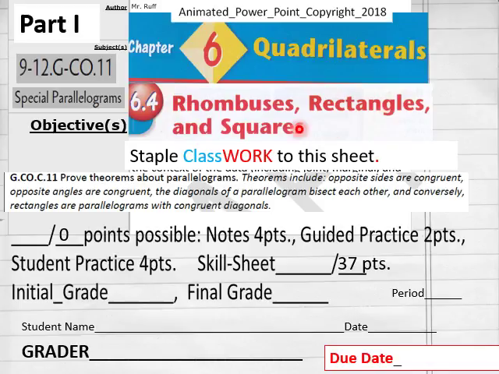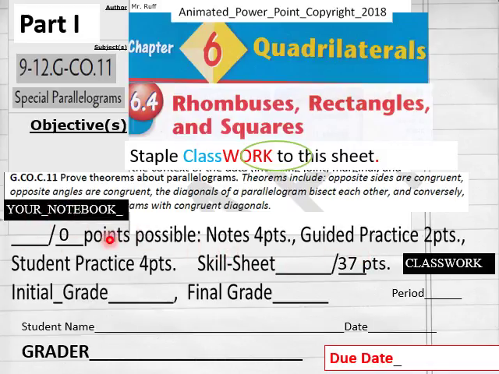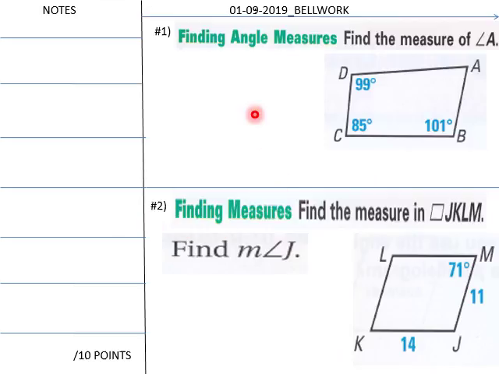6.4, Rhombuses, Rectangles, and Squares, Part 1. Here is your standard. Here is the description of the standard. We have a 37-point skill sheet. Once you get your classwork sheets, you can follow along and take notes. You have a 0-point note taking today.